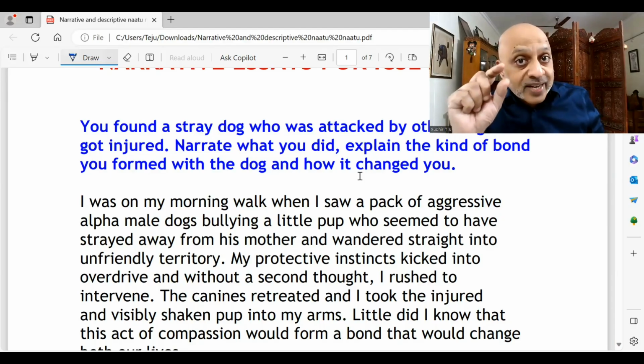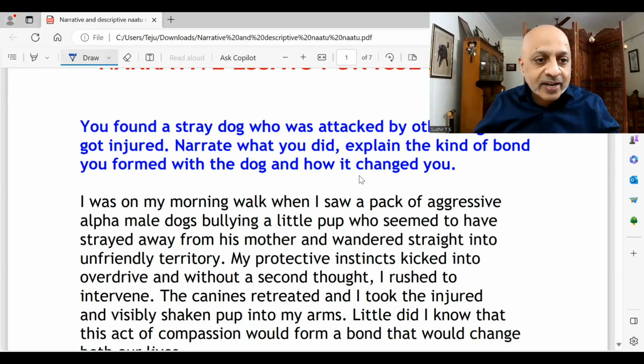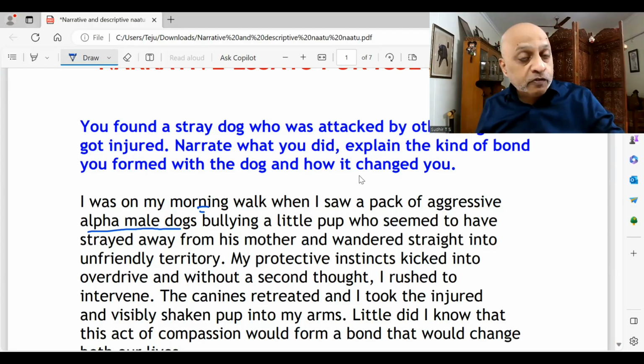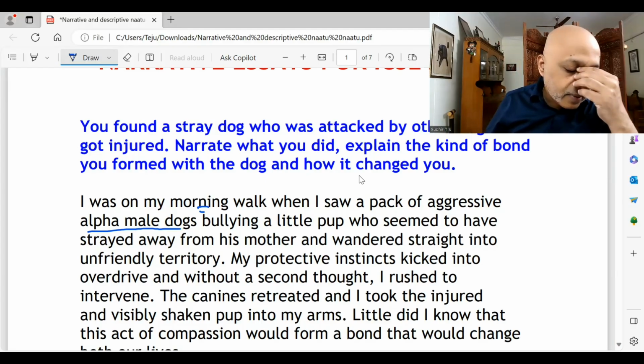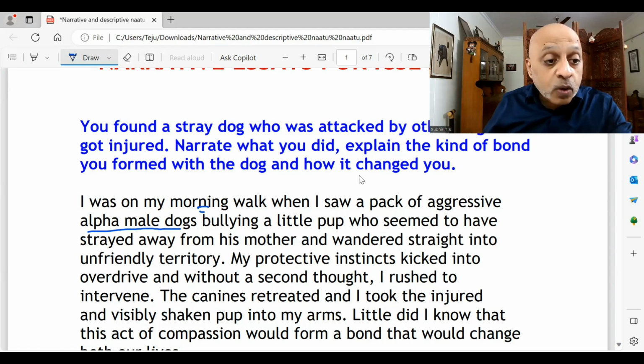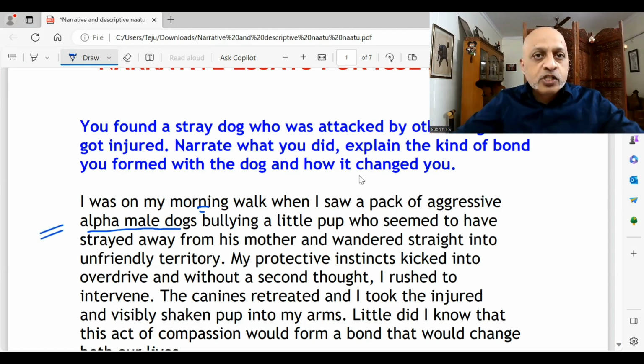Now you need to do the setting first. I was on my morning walk, so I am kind of giving the setting of where I am. I was on my morning walk when I saw a pack of aggressive alpha male dogs. So I'm kind of qualifying alpha male dogs. In fact, when I had written this essay, a couple of my students had asked me, what is alpha male? Now, alpha male is generally a male dog which is used to dominating a particular area.